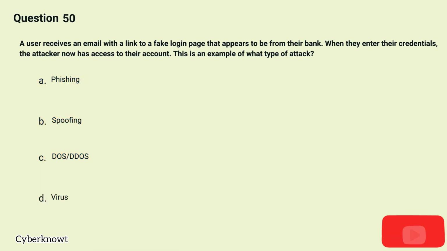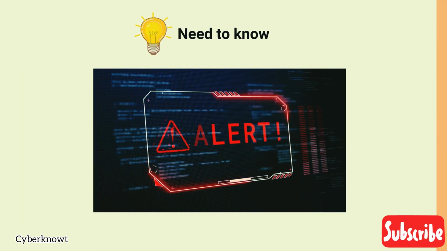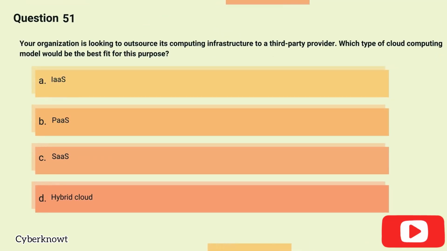Phishing. Explanation. The attacker is using social engineering to trick the user into entering their credentials into a fake website. Question 51. Your organization is looking to outsource its computing infrastructure to a third-party provider. Which type of cloud computing model would be the best fit for this purpose?